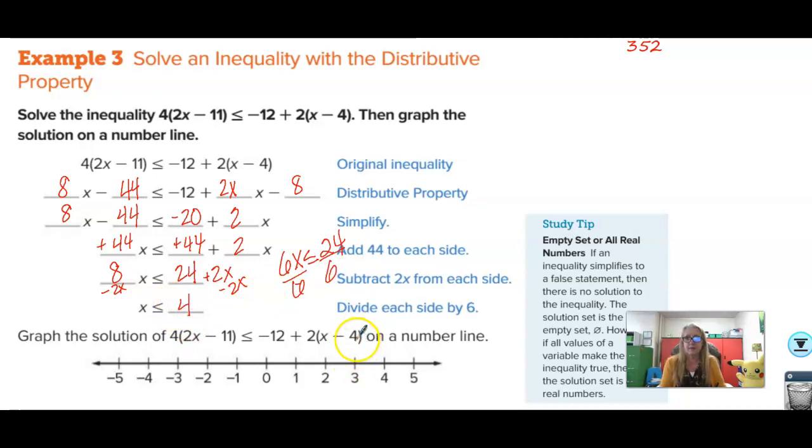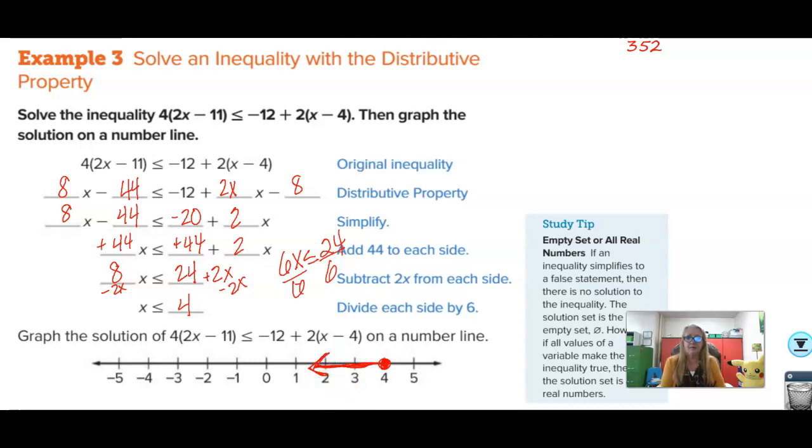So, is that the same one? Okay, it's the same one. So here's our number line to graph it. We would graph our circle on 4, and it's going to be a colored in circle because it's less than or equal to. And x is all values that are less than or equal to 4. So the values that are less than 4 are to the left, and we would shade it that way.